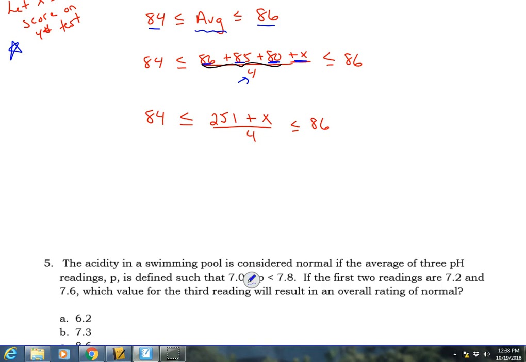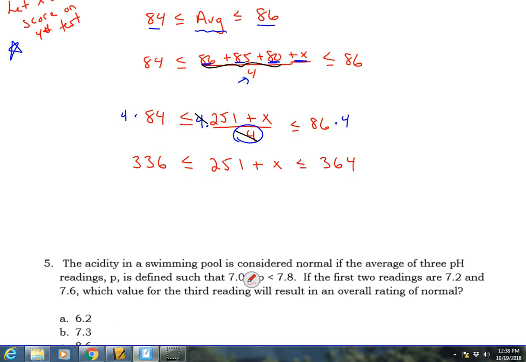What you're going to do to get rid of this division by 4 is multiply by 4. But remember, we have to multiply everybody by 4, just like we have to add or subtract on all sides. So we're going to do 84 times 4, which is 336, is less than, now these 4s will cancel each other out. When you're multiplying and dividing by the same number, they reduce to 1. So you're left with 251 plus x is less than or equal to 364.